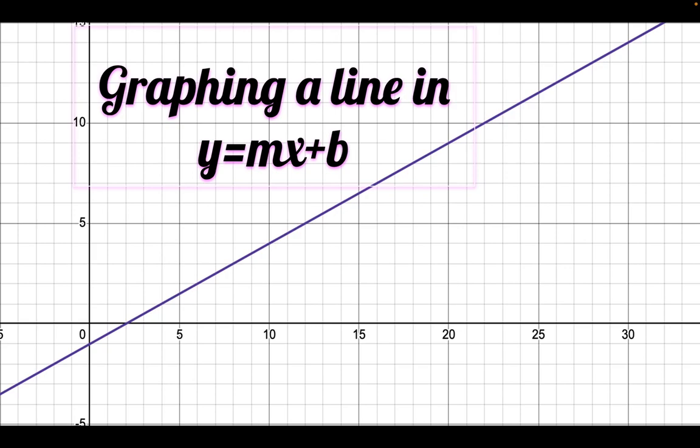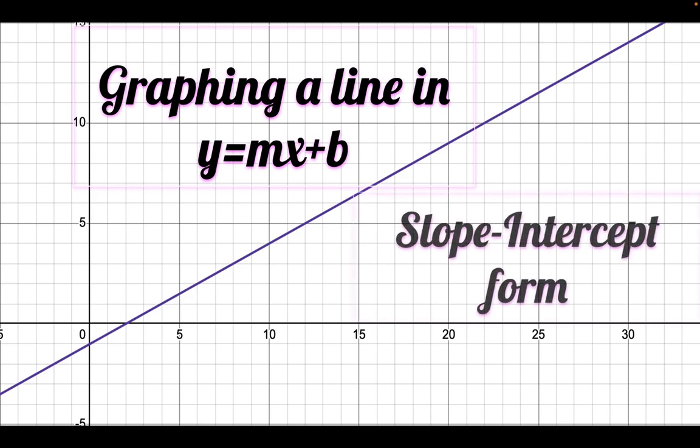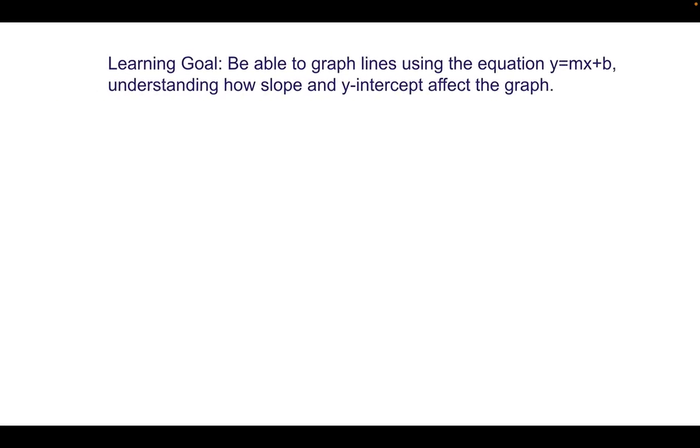Hi, welcome to today's micro lesson where we will be learning how to graph a line in y equals mx plus b. Now this equation is also known as the slope-intercept form of a line. Let's get into it. So the learning goal for today is to be able to graph lines using the equation y equals mx plus b and understanding how slope and y-intercept affect the graph.